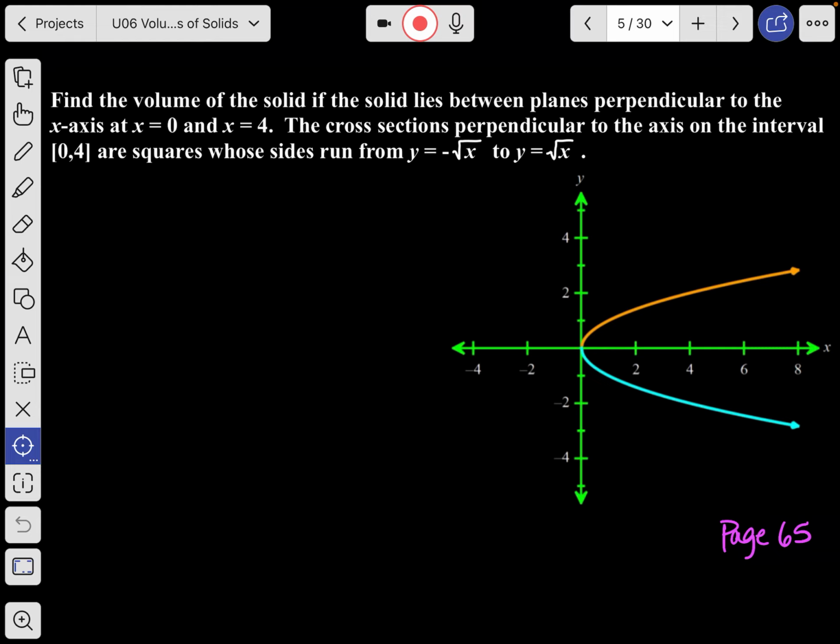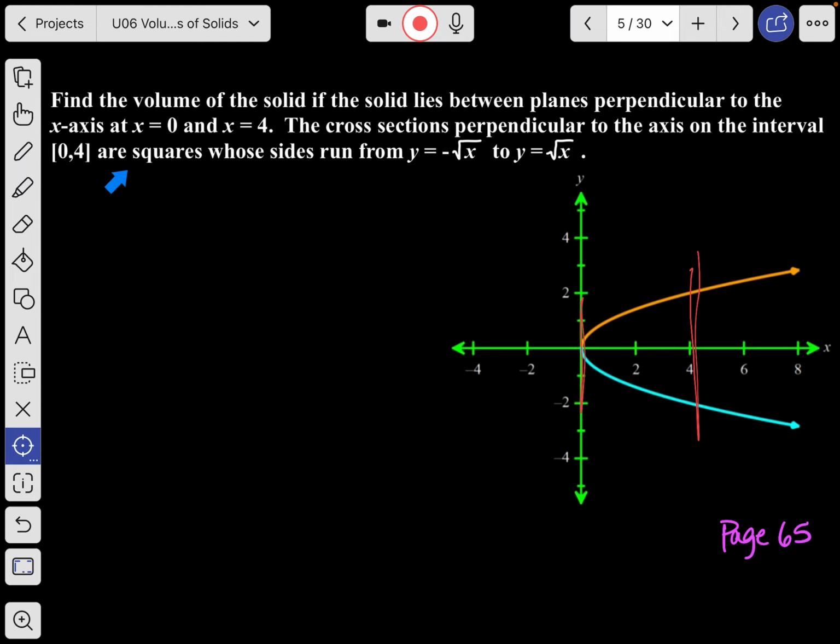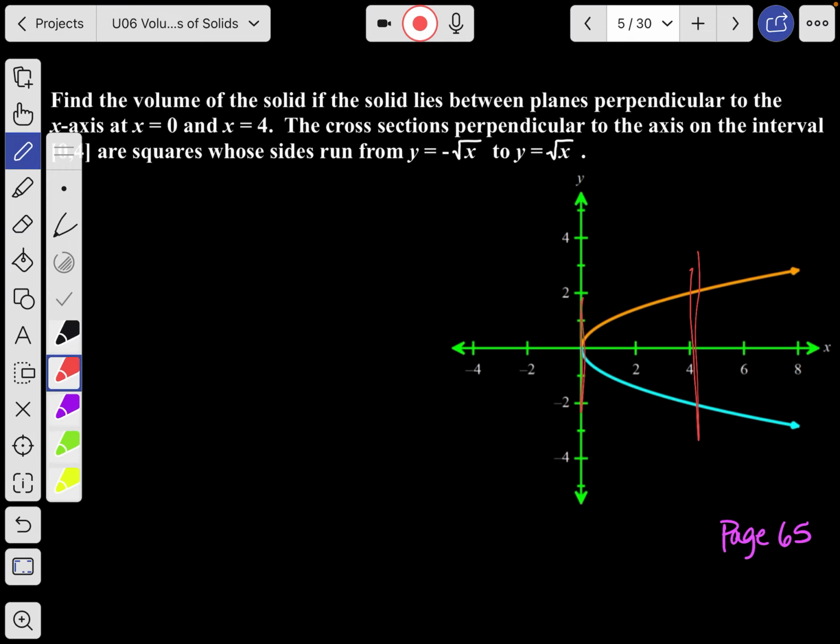All right, so here's our first example, page 65 in your Cycle 3 packet. It says, find the volume of the solid if the solid lies between planes perpendicular to the x-axis at 0 and 4. So we're going to have two planes from 0 to 4, and we want to find the volume of the solid figure, and that solid figure is going to be squares. Okay, so the cross-section is perpendicular to the x-axis on the interval from 0 to 4, and these are squares whose sides run from negative square root of x to positive square root of x.